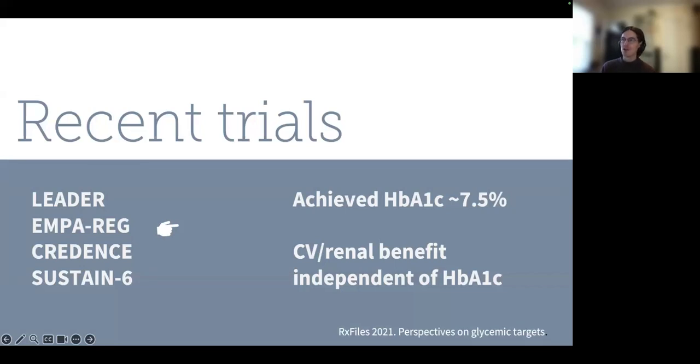And for people who subscribe to RX Files, they have an excellent section on glycemic targets, and it gives a really nice breakdown about evidence-informed choice of targets. So again, if you subscribe, I would recommend reading that carefully, or subscribe just to read that section carefully, because it's really useful in practice to try to target or think about A1C goals.